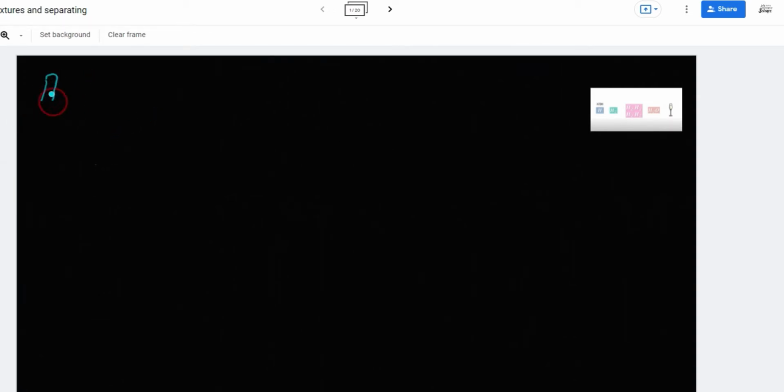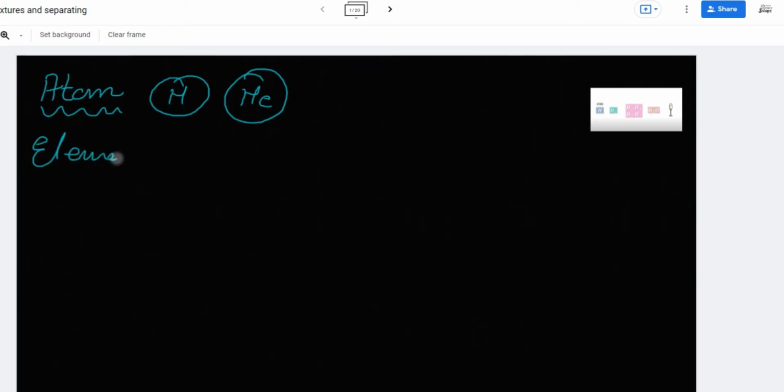The first term we learned was atom. Atom is the basic building block. There could be different atoms such as hydrogen and helium. These are different names for different atoms. Now the other word is element. Let me talk about element. What is an element? Element and atom are basically the same thing.